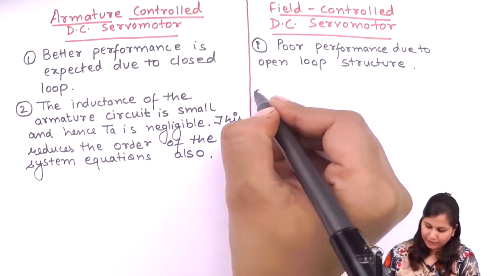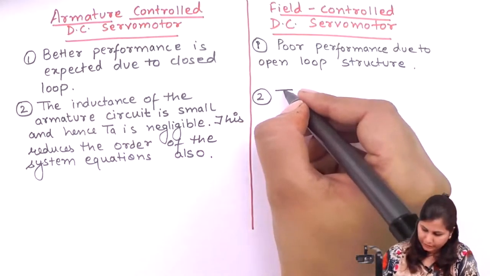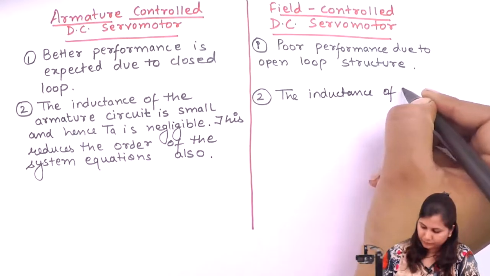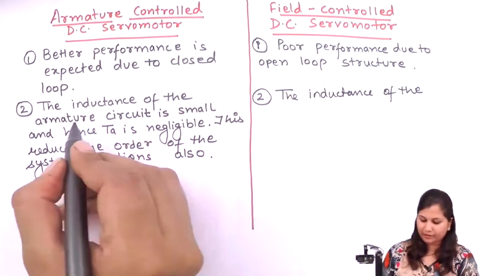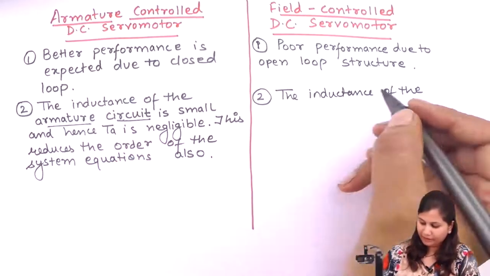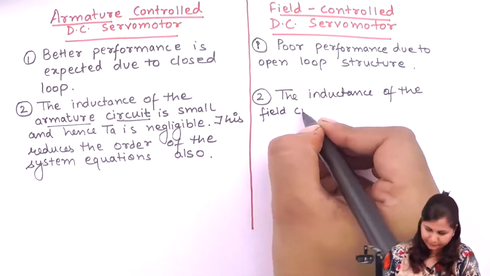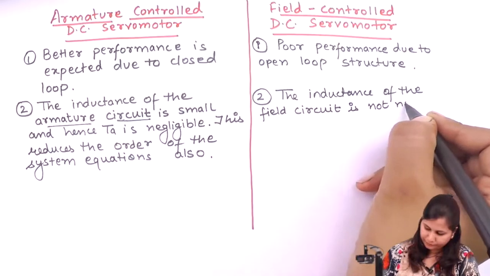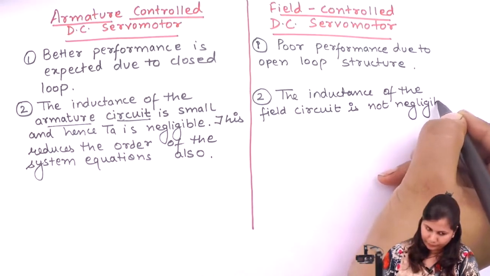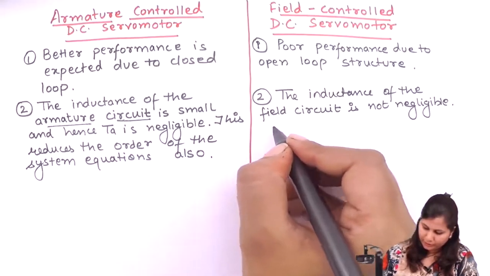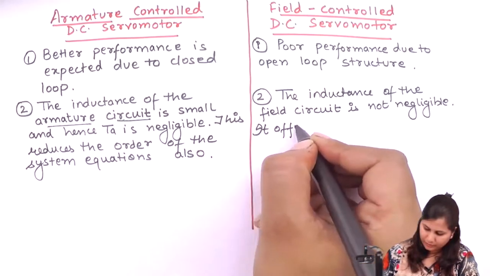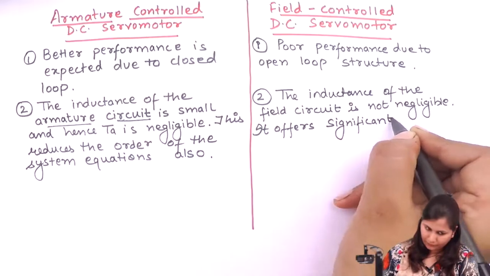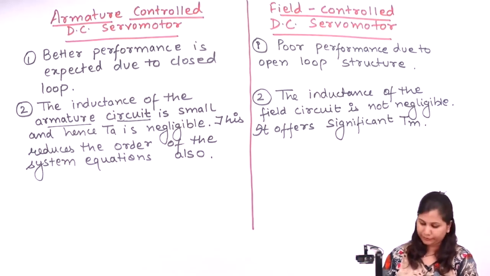And whereas in this field controlled DC servo motor, here we are having the inductance of the armature circuit and here we are having the inductance of the field circuit, it is not negligible. So it offers significant TM, that is the torque.